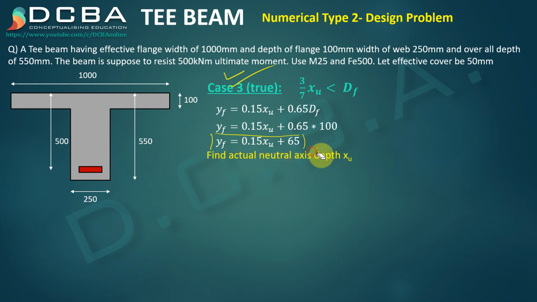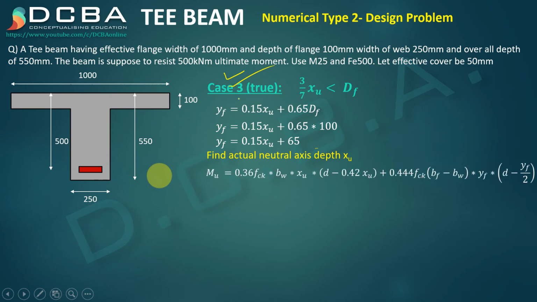And we need to find the actual neutral axis depth XU, and for that we have our moment of resistance formula for case 3, which is 0.36 FCK BW XU into D minus 0.42 XU plus 0.444 FCK BF minus BW into YF into D minus YF by 2. So you have to put this equation of YF here as well as here, and then you will have to solve it for the value of XU.